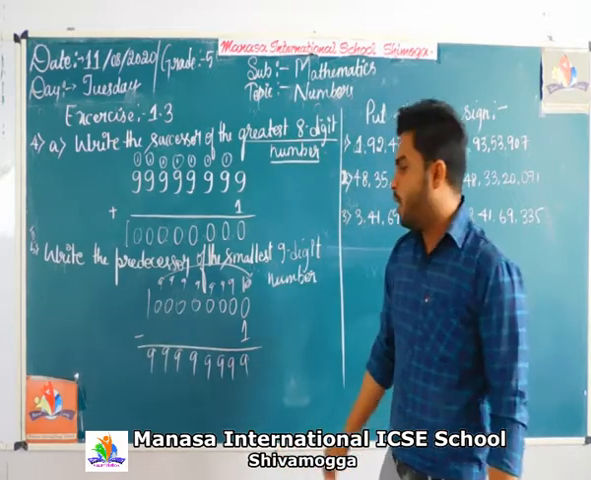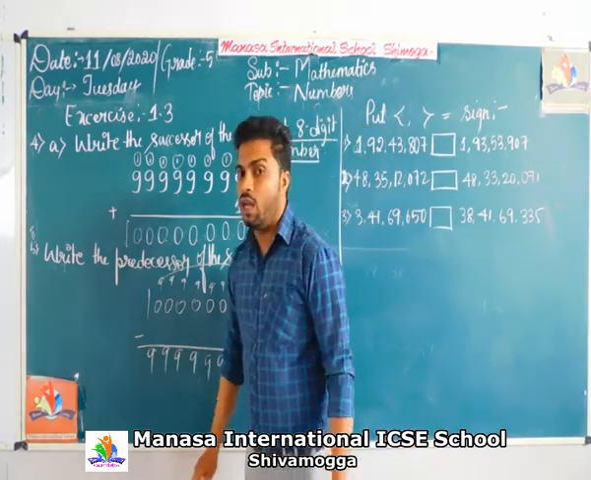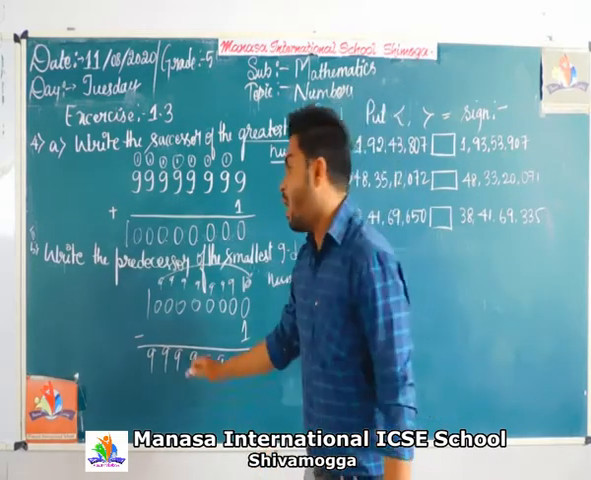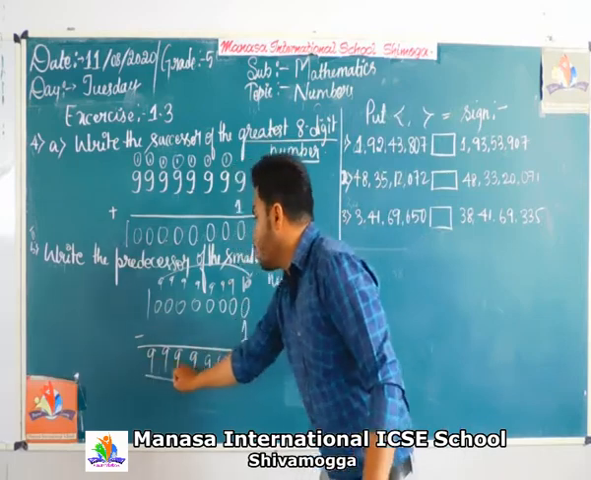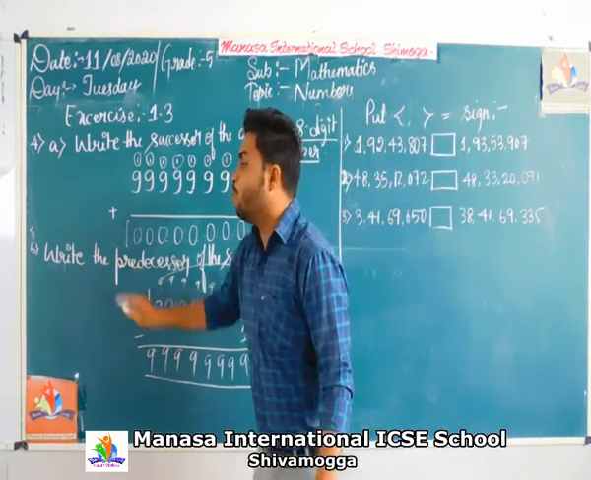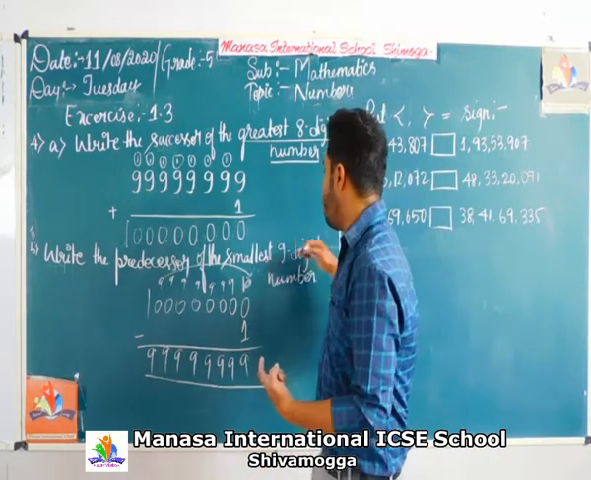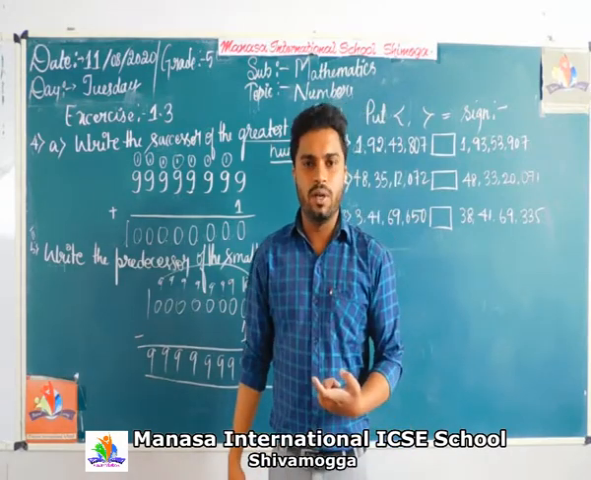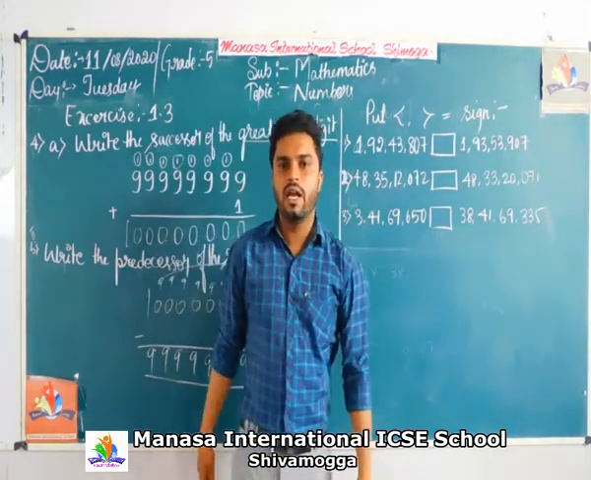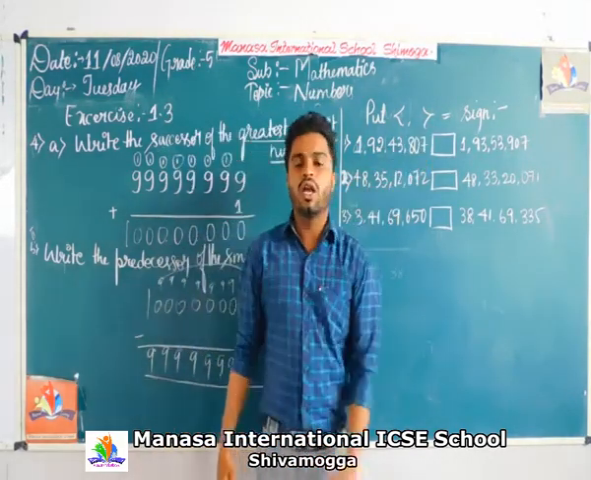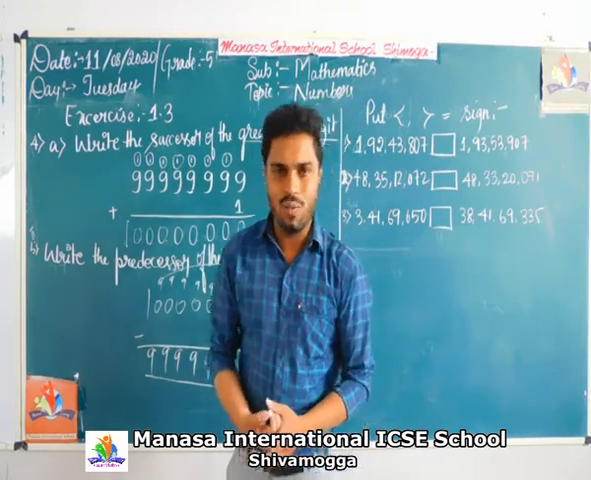What did you get? 1, 2, 3, 4, 5, 6, 7, 8. You got 8, the greatest digit number you got once you do the predecessor, once you do the subtraction of the 9-digit number. Yes, now moving on to the next heading, putting the greater or lesser or the equal sign.